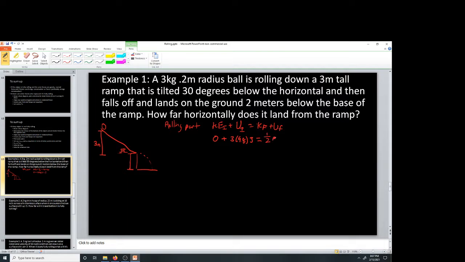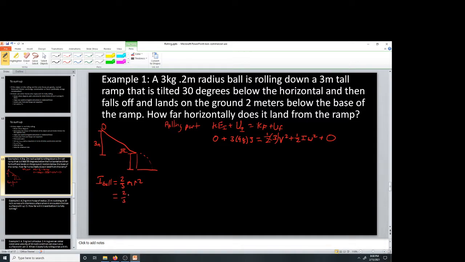We have 1/2 3 v squared, plus we have the rotational kinetic energy, so 1/2, it's going to be I omega squared. Okay. And then there's going to be plus 0. So first thing, we should probably figure out what omega is, or what I is. So for a ball, it is 2/5 mr squared.